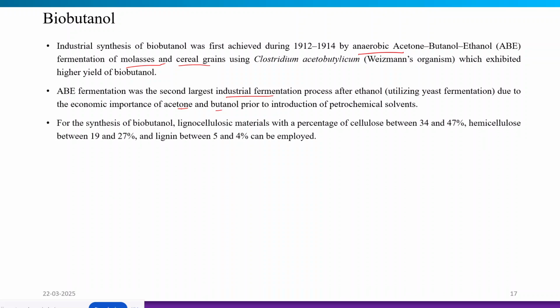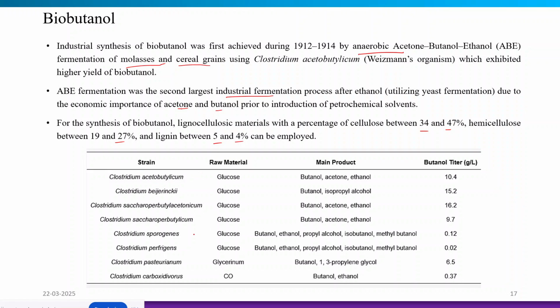For the synthesis of biobutanol, lignocellulosic biomass should typically have a cellulose content around 34 to 47%, hemicellulose content around 19 to 27%, and lignin content around 5 to 4%.